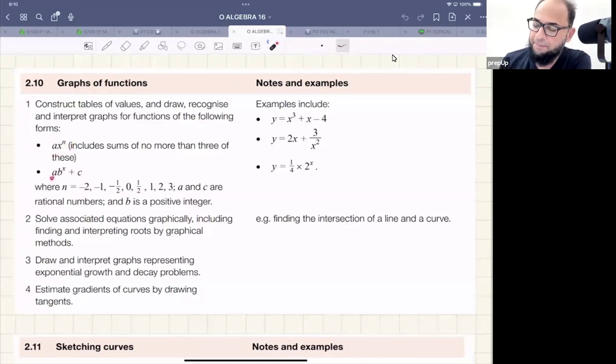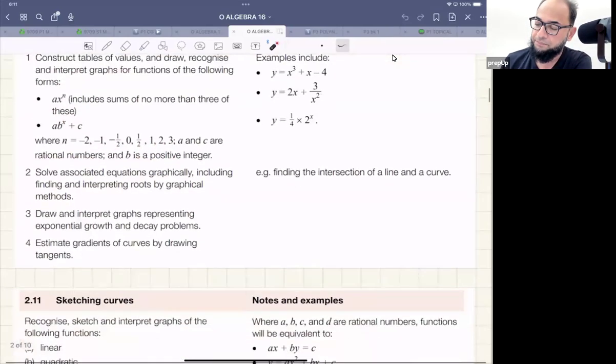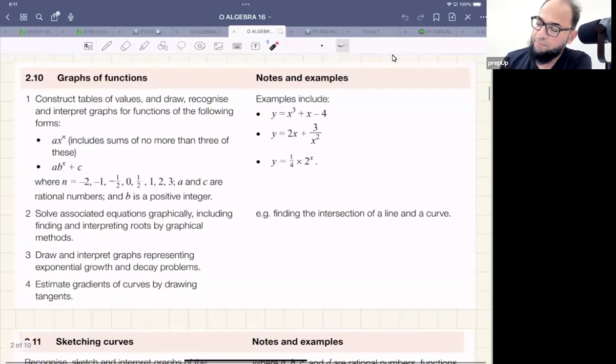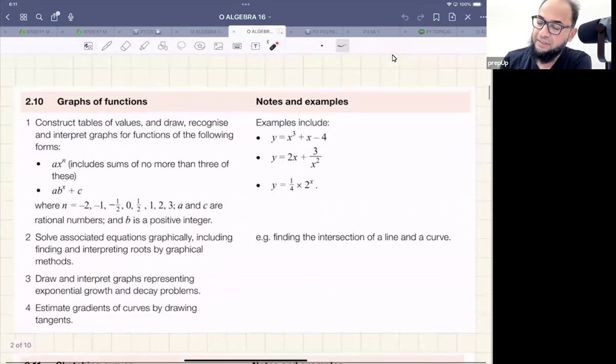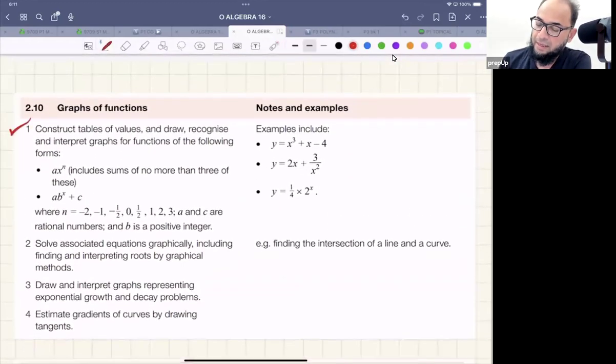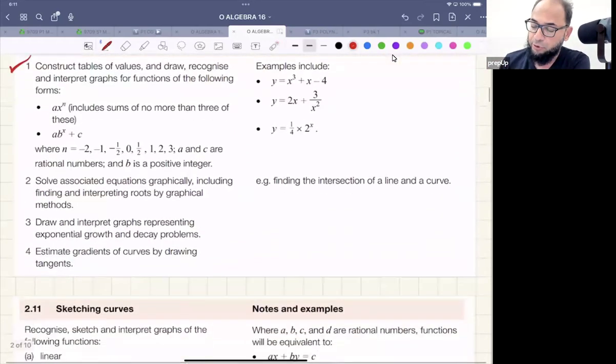And then we have ab^x plus c, where n could be -2, -1, -1/2, 0, 1/2, 1, 2, 3. A and c are rational numbers, b is a positive integer. So now it could be something like this. It could be a cubic, it could be a linear part, and then a reciprocal part, and things like that. This we have done. And now we have to focus on these sketches. I'll come to that in a short while.